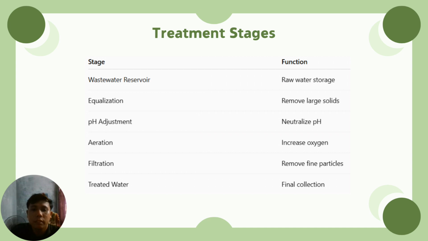So, for the treatment stage, this slide summarizes the 6 treatment stages used in our system. Each stage has a different function, and together they improve the quality of the wastewater before it reaches the final collection basin. In the next slide, the other members will explain the function of each stage in more detail. Thank you.